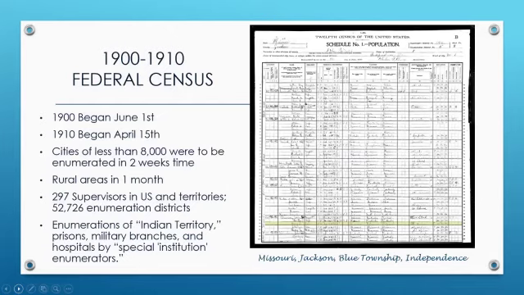It's interesting to see how many people were involved to collect this information every 10 years. It just blossoms. And there were special enumerations of Indian territories, prisons, military branches, hospitals, and other special institutions like sanitariums. And so we still have these special enumerations today. This year, group living situations such as military, prisons, and other institutions have a special schedule, a special way to be counted.